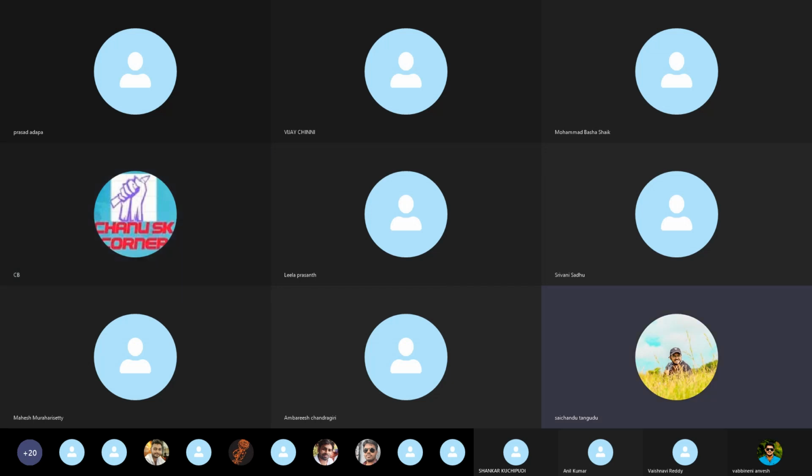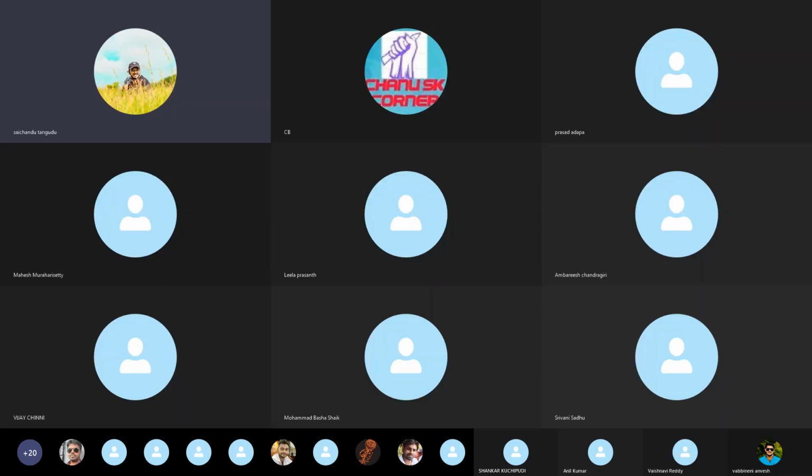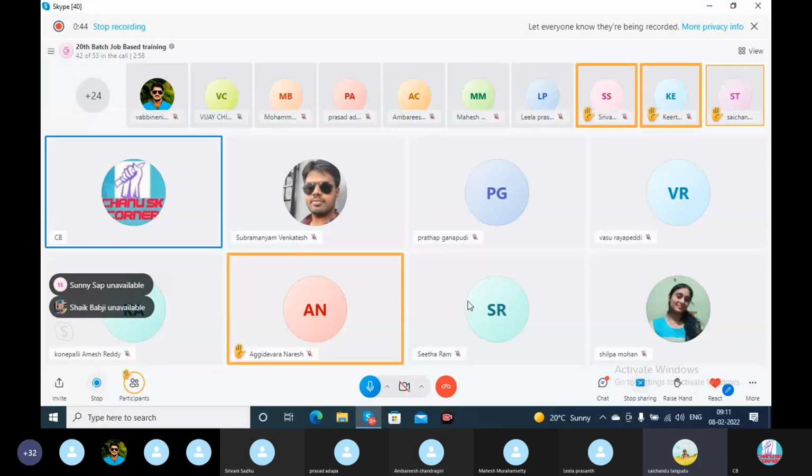So yesterday we had discussed SAP roles and responsibilities. From my understanding, I will tell what the different types of SAP projects are and what roles and responsibilities an SAP FICO consultant will have. There are more than four different types of projects in SAP: implementation, rollout, upgradation, support, and advisory and audit. So I will tell about implementation.